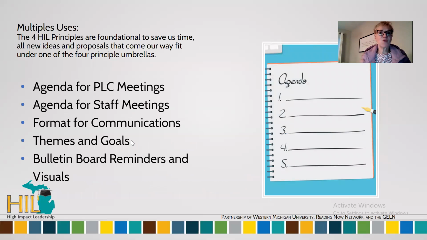We can use these 4 principles for agendas, for PLC meetings, for staff meetings, for formats, for communications, for themes and goals, bulletin board reminders, visuals. There are many ways that we can embed these 4 in all these areas so that we can, again, stay organized and focus.